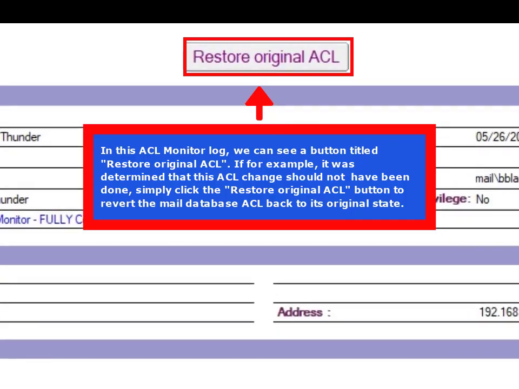In this ACL monitor log, we can see a button titled Restore Original ACL. If, for example, it was determined that this ACL change should not have been done, simply click on the Restore Original ACL button to revert the mail database ACL back to its original state.